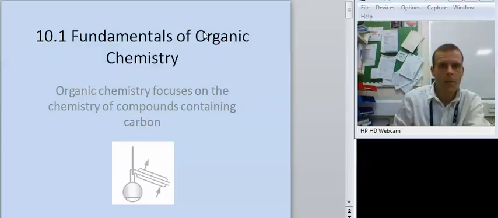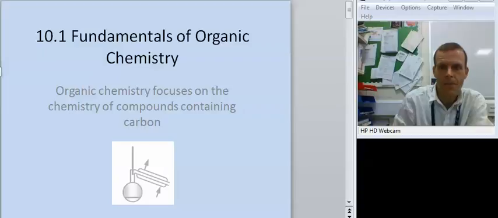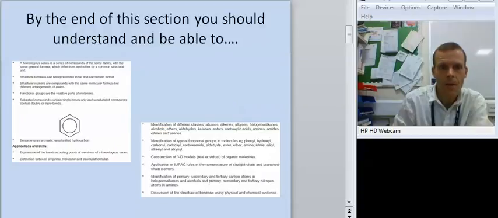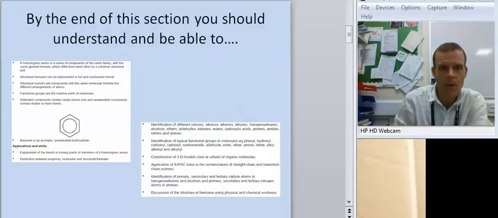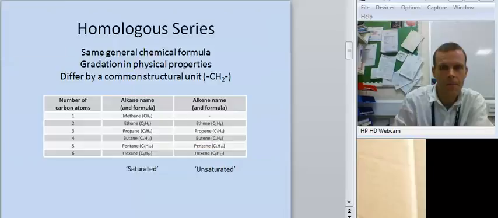So, topic 10.1, the basics of organic chemistry. And you can see there just about what we need to cover in this section. And we start by looking at what a homologous series is. A homologous series is a kind of family of organic compounds, and they have the same general chemical formula, but they show a gradation in their physical properties.